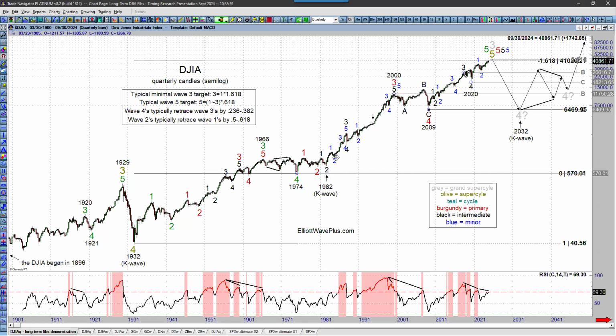So 1, 2, 3, 4, 5 for the third wave. The fourth wave, that was the Black Monday crash back in '87. And then 1 in blue, 2, 3, 4, 5. I mean, all the subdivisions are pretty clear.